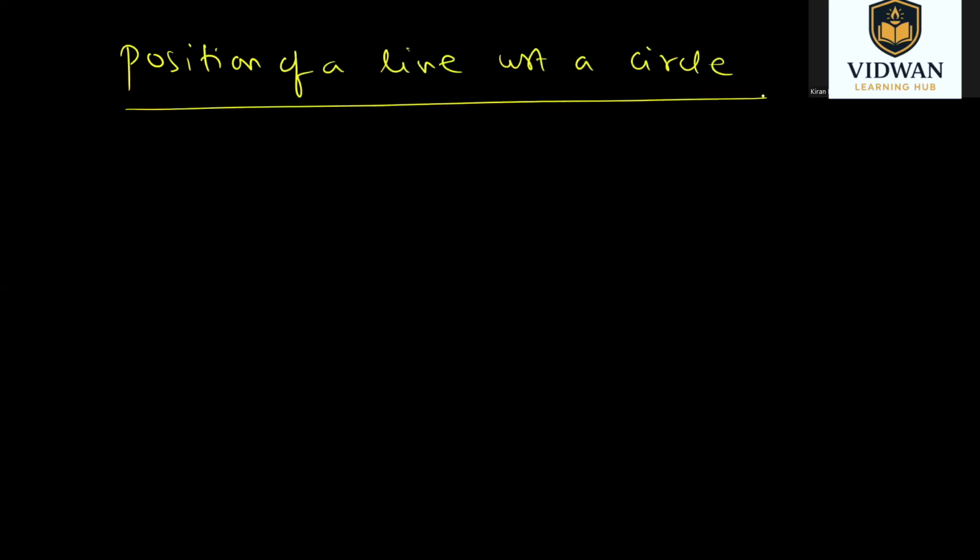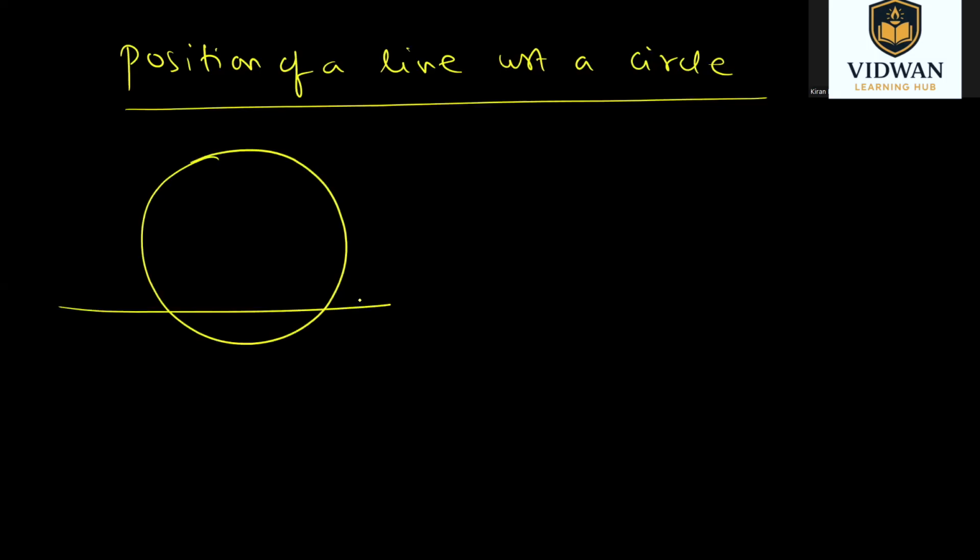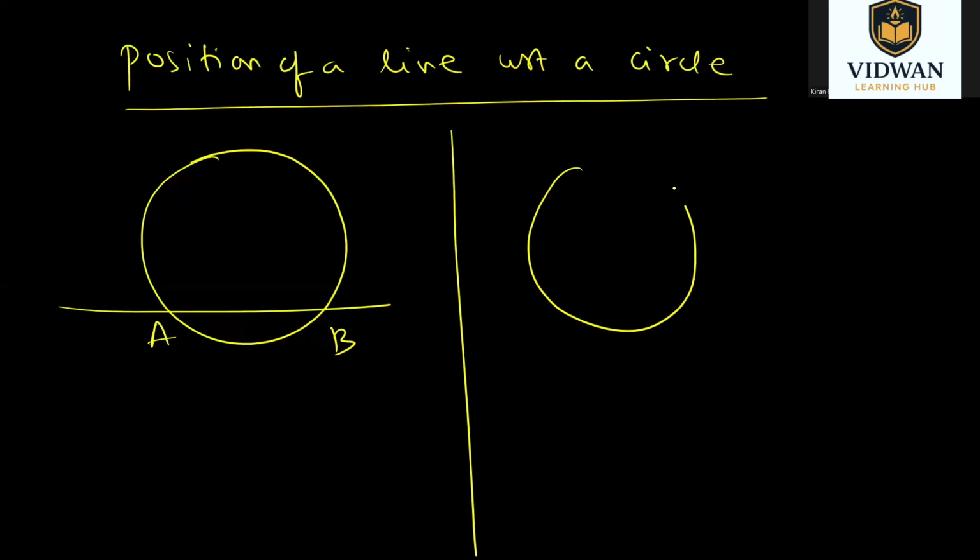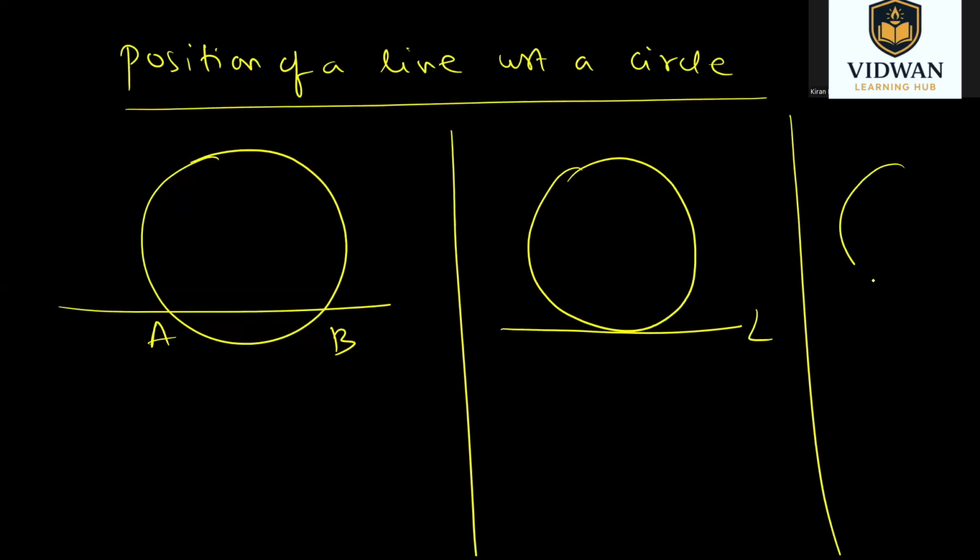So the next concept we have is position of a line with respect to a circle. Here you can do it in two different ways. The first method is only for the circle, but the second method will be common with even the remaining conics like parabola, ellipse and all. So given a circle and a line, the first possibility is the line will cut the circle at two distinct points. The second possibility is the line will touch the circle. And the third possibility is the line will not intersect the circle at all.